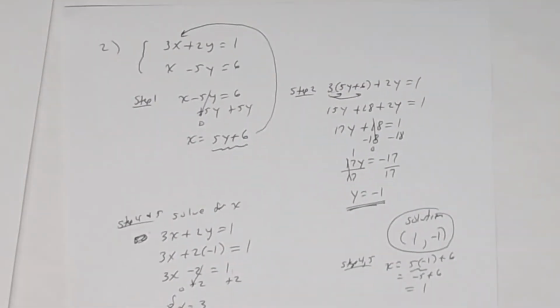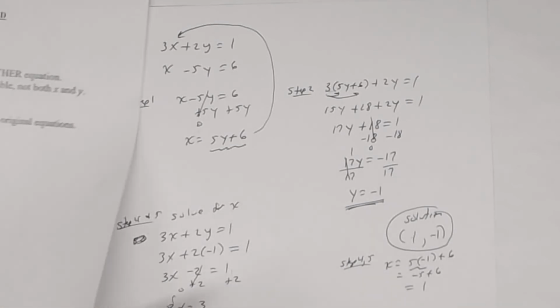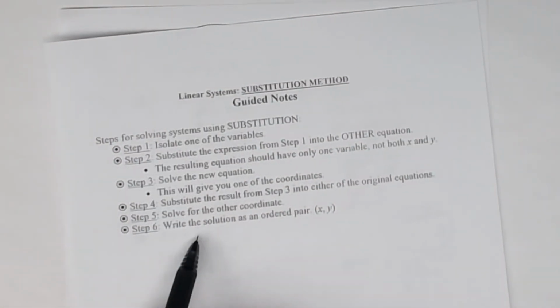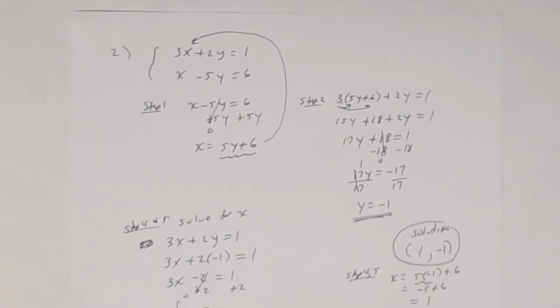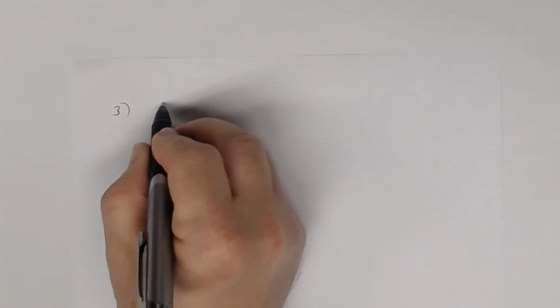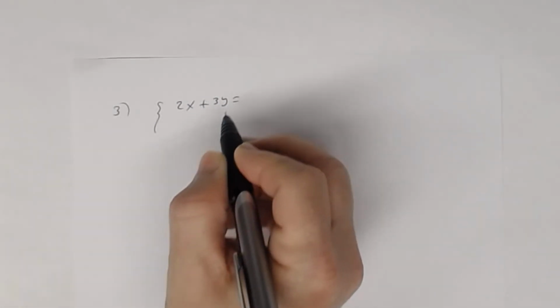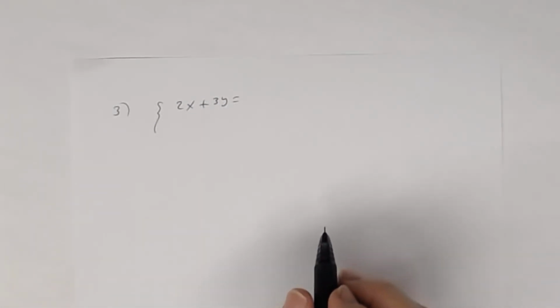All right, so that's how you're going to use substitution. So substitution involves this idea right here. Okay? All right, let's do one more. So this is going to be number 3. I have 2x plus 3y equals, and it looks like 10.